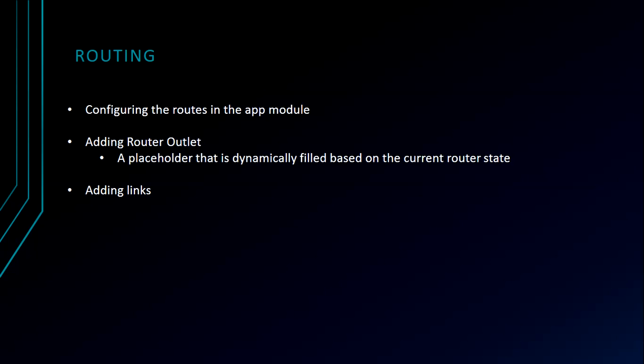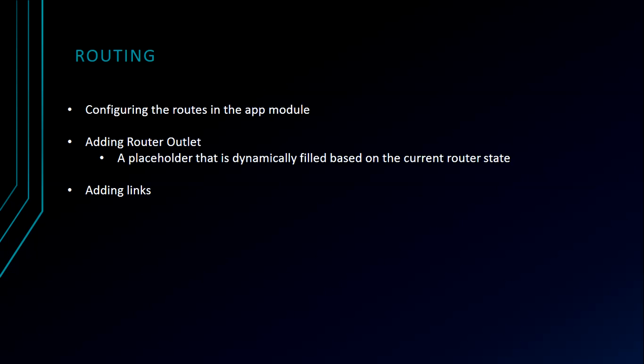Next is adding links, right? On click of each link, you have to go to different pages. So how can you do that? So the three basic steps: one is configuring the routes, which path maps to which component. Second one is adding the router outlet. In your app you're going to say this is my placeholder where my components have to be rendered, which maps to a particular router state. The third thing is adding links. We'll see all these three steps one by one.